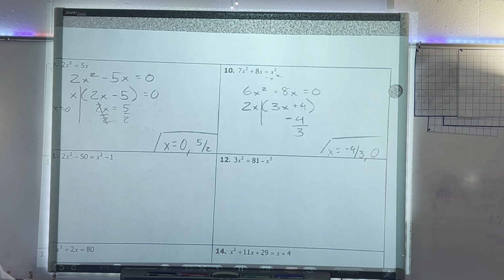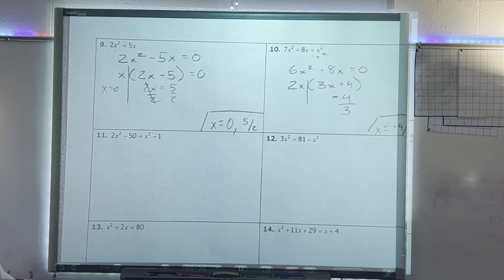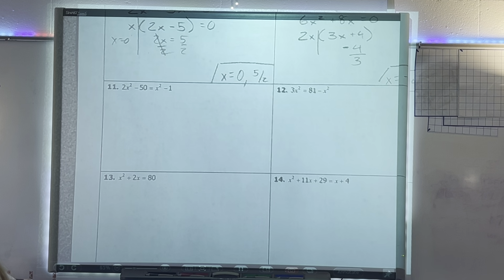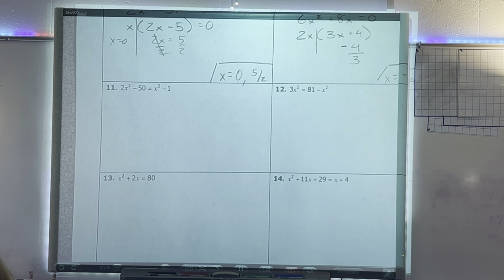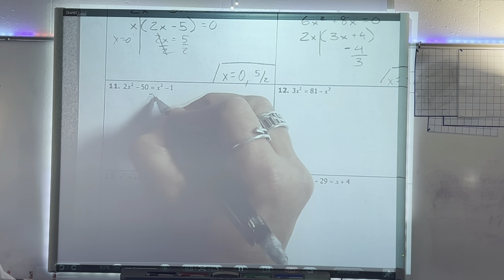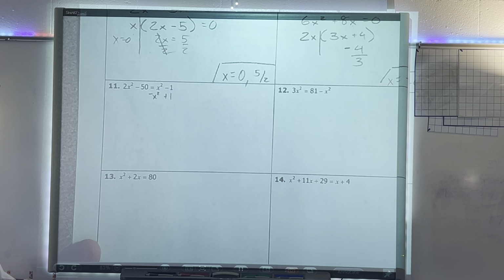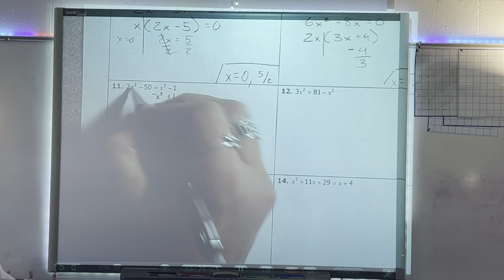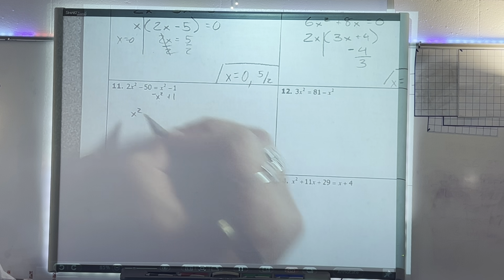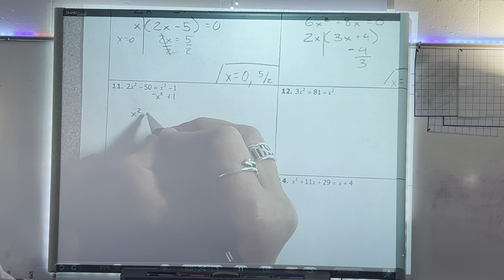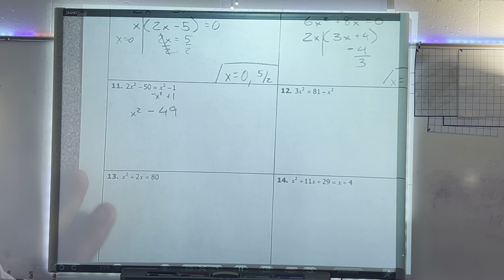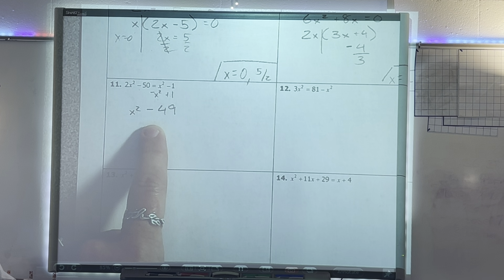All right, now let's take a look at this one on 11. So I've got my x squared's got to go to the left, and my 1's got to go to the left. So I've got to subtract this, and I've got to add this, right? So 2x squared minus x squared is going to leave me with x squared, and negative 50 and a positive 1 is going to be a negative 49. What is this thing? It's only a binomial. It's a special one.